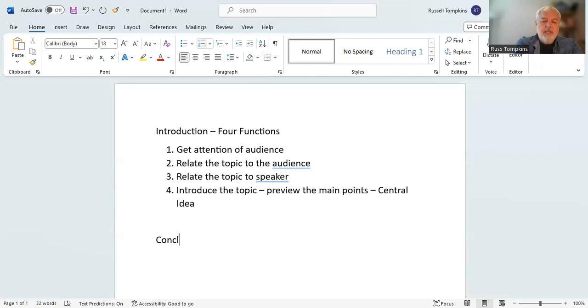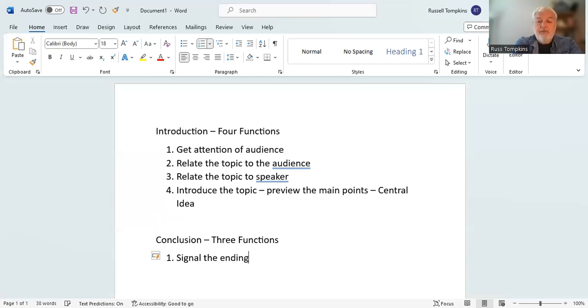The conclusion is shorter. It is only going to be 10% of your speech. So in a 300-second speech, you've got about 30 seconds for the conclusion. And there are 3 functions that you need to fulfill for any conclusion. One of those functions is you need to signal the ending. And you can do that either verbally or nonverbally.